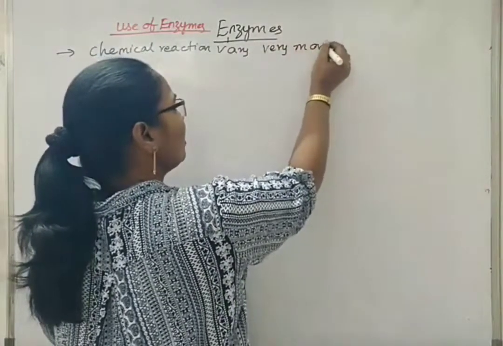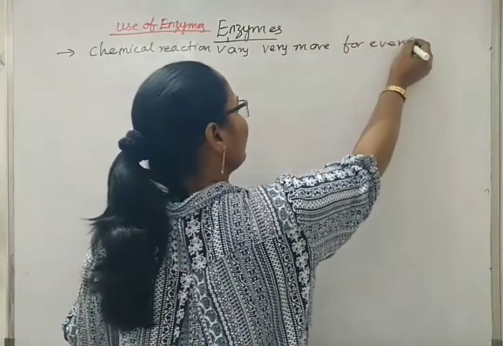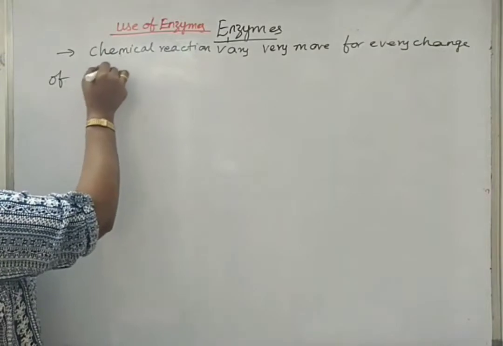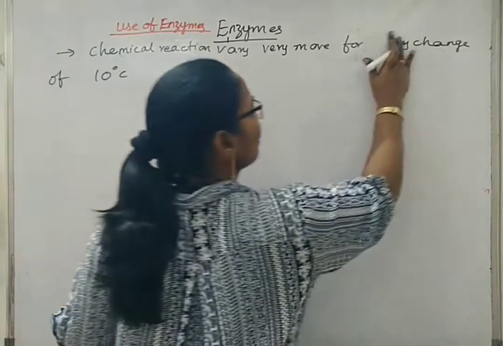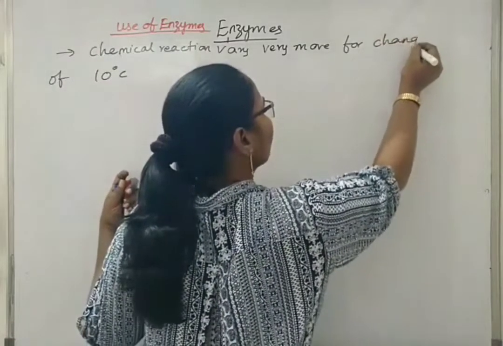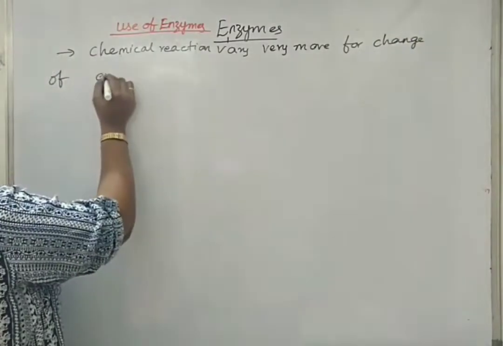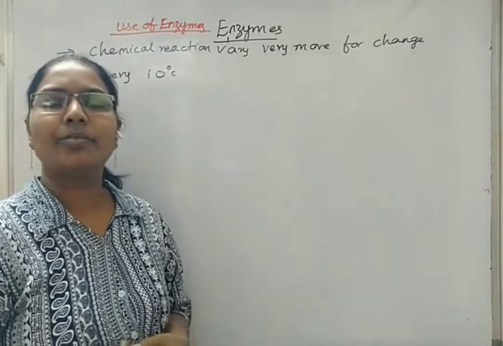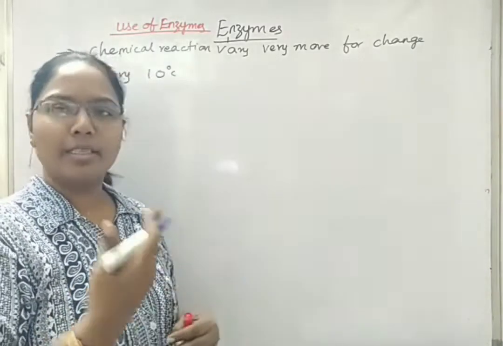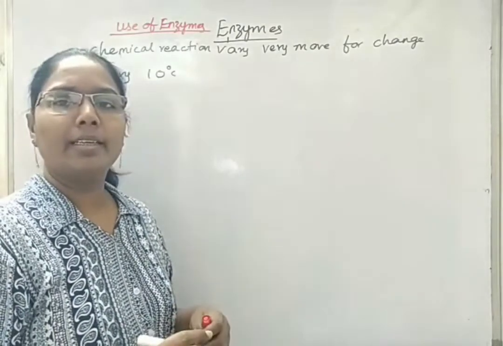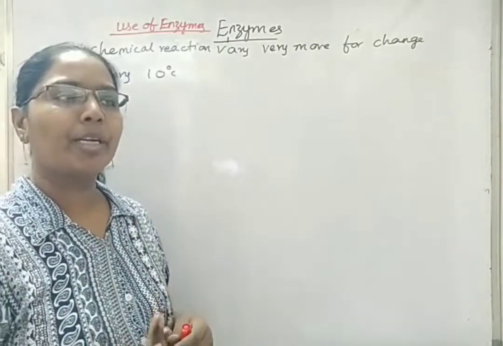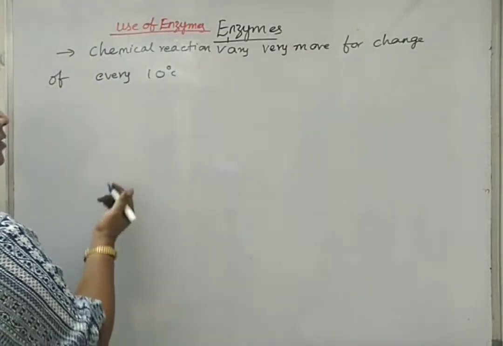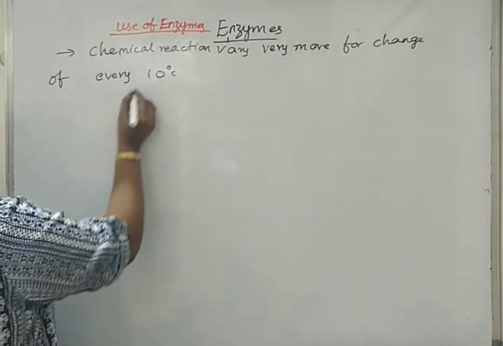Very more for every change of 10 degrees centigrade. It means that whenever temperature changes happen, 10 degrees increased or 10 degrees decreased, then the mode of chemical reaction and the products obtained show very drastic results. Different types of results are being obtained.